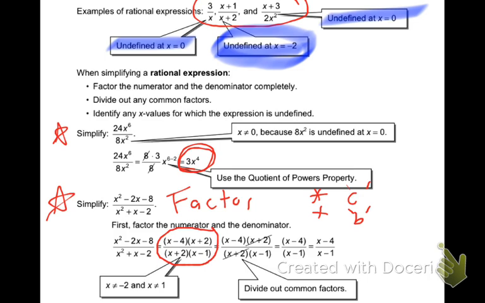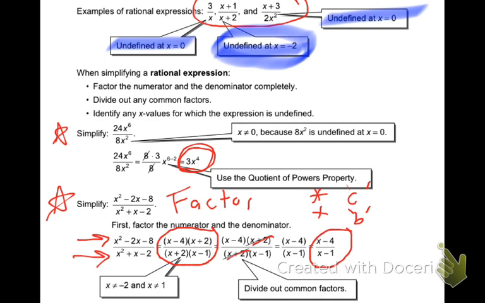Okay, so if you look here, I factored the top. I factored the bottom. And then you're going to look to cancel out. Basically, what do they both have in common that I could cross out? They both have an x plus 2. So that eliminates, leaving me with, then, in simplest form, x minus 4 over x minus 1.